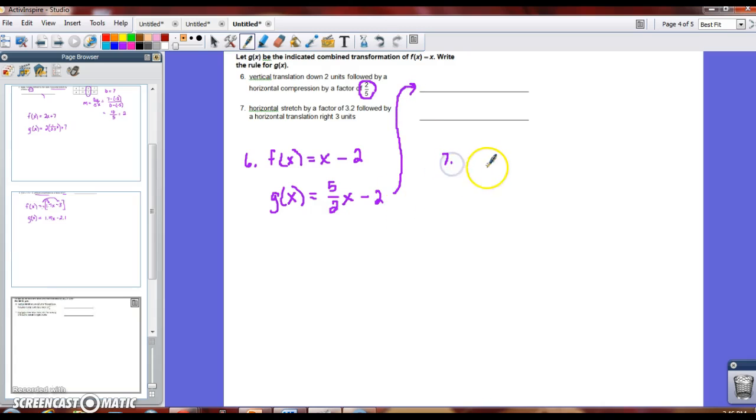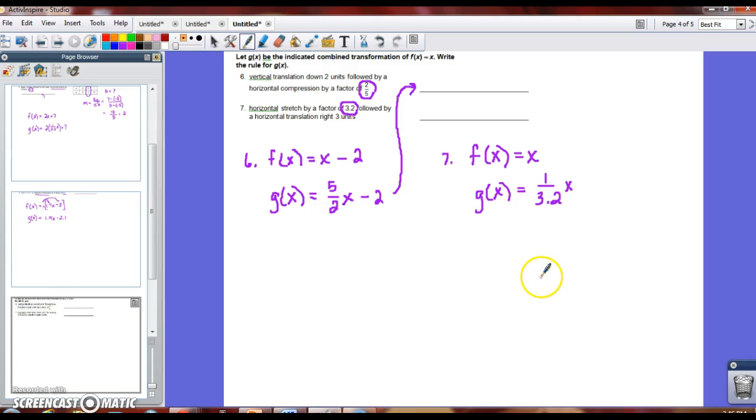Number 7, we're starting out again with the same problem. F of x is equal to x. And then we're doing a horizontal stretch by a factor of 3.2, which means I'm just replacing x with the reciprocal of that scale factor. So instead of f of x equals x, now I have g of x is equal to 1 over 3.2 times x.